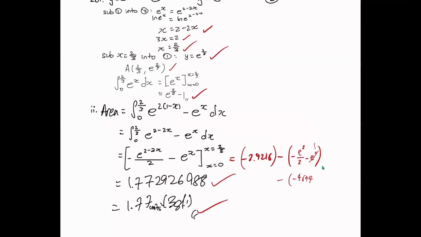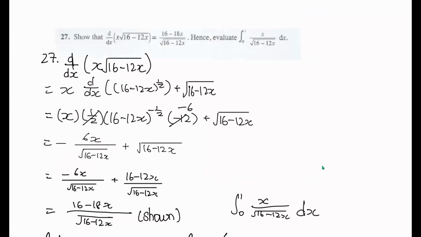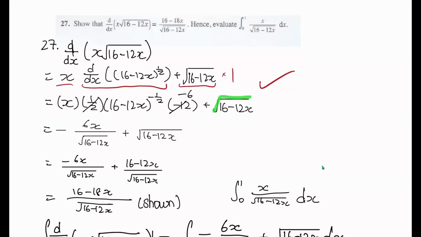Show that the derivative of this guy equals that guy, hence evaluate the integral over there. So this one, when you differentiate, you have to do product rule, right? Keep one, differentiate the other, plus keep the other, differentiate one. Differentiate x, you get a 1. Good. Then from there, you differentiate this power half. So bring down the old power, minus 1 to get the new power negative half. Then differentiate 16 minus 2x, you get negative 12. Good. Plus this other guy. Then you have negative power half, and then you have positive power half. Which one do you factor out?